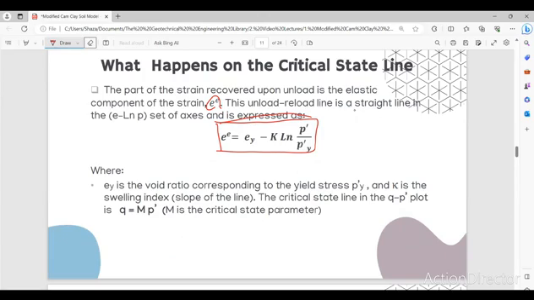κ is the swelling index, which was defined previously in this lecture, and the critical state line plot is q = M p'. M is the critical state parameter.